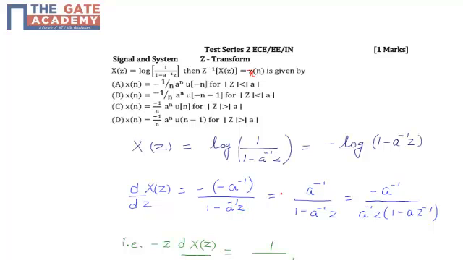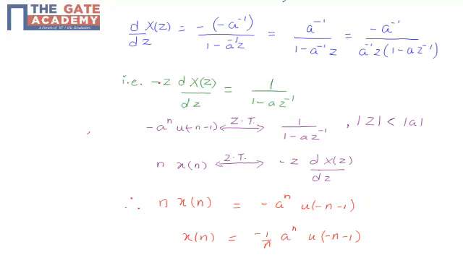Fine. So this is nothing but I can say it is equal to a inverse divided by 1 minus a inverse z. So if we take a inverse z common, what we get is minus a inverse divided by minus a inverse times z in bracket 1 minus a times z inverse. So if we cancel this and rearrange the terms, what we get is minus z times dX(z) by dz is equal to 1 by 1 minus a z inverse.